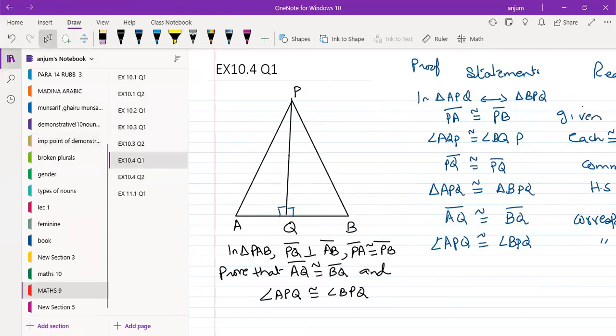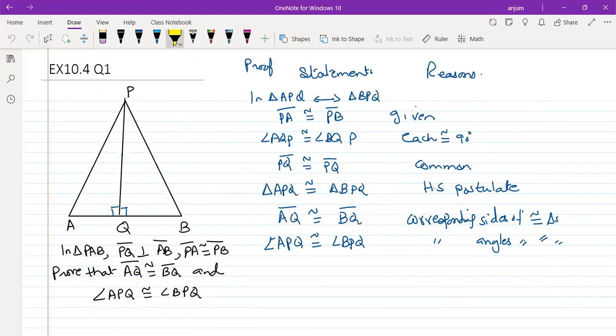Now, a question from 10.4. In this, we are given a diagram, a triangle PAB in which PQ is perpendicular to AB and PA and PB are congruent sides. And we have to prove that AQ and BQ are congruent sides, and angle APQ and BPQ are congruent angles.